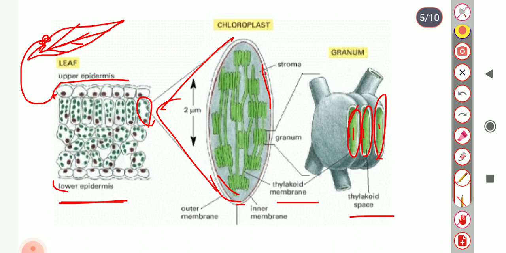When we magnify the grana, the structure looks like this, and the fluid part present in the chloroplast is the stroma, and all the grana are attached with the thylakoid membrane.